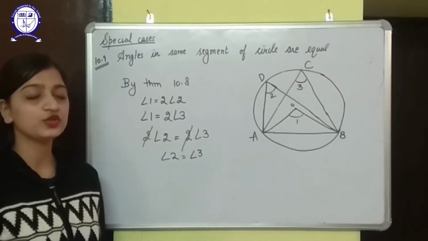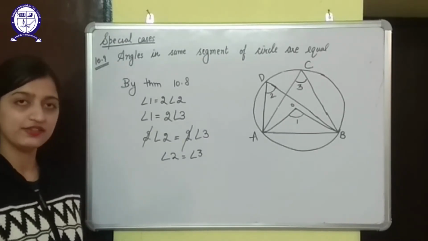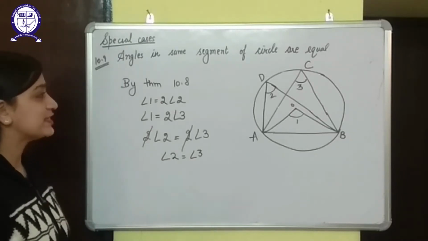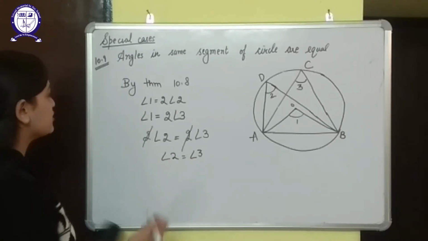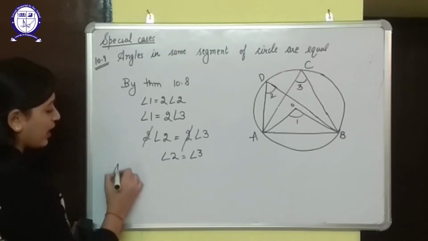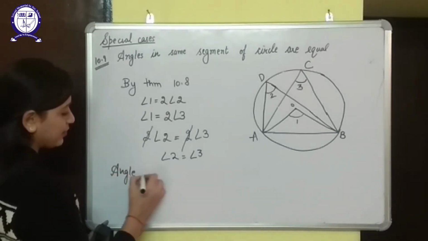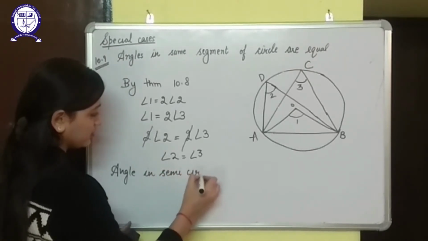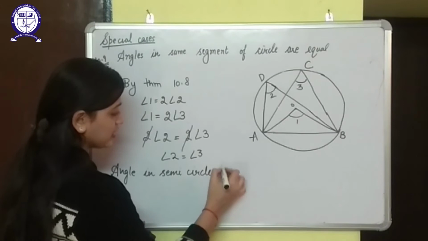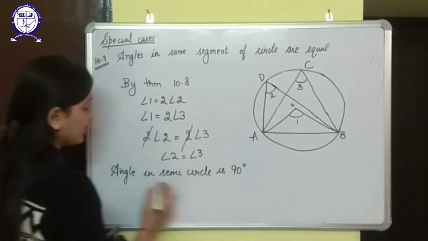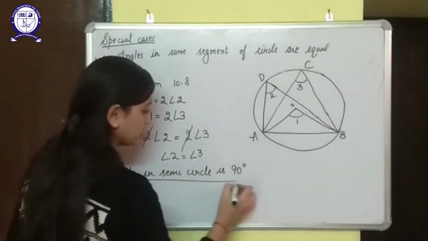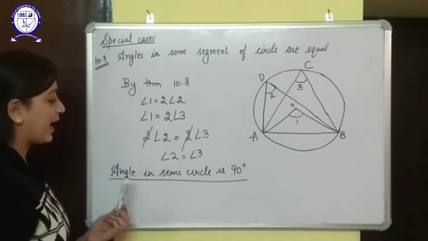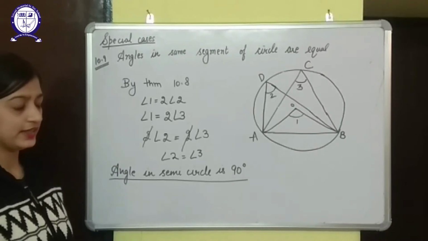So again, similar to the previous theorems, we have to write given and to prove in this theorem also. Now coming to the second special case. The second special case is angle in a semicircle is 90 degrees. This is a very important result of theorem 10.8. It says angle in a semicircle is 90 degrees.